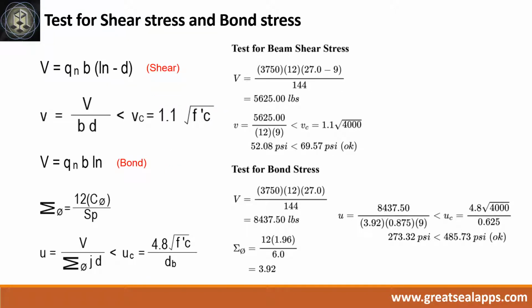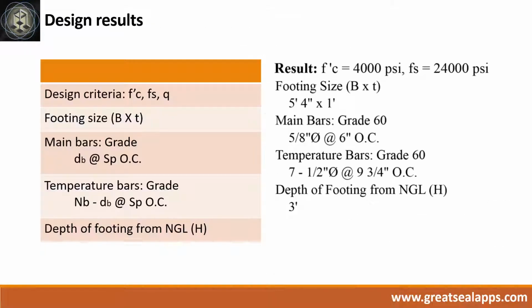The shear force is 5,625 pounds and shear stress is 52.08 psi, less than 69.57 psi. The bond force is 8,437.5 pounds. Total bar circumference is 3.92 and bond stress is 273.32 psi, less than 485.73 psi. Design results are as follows.